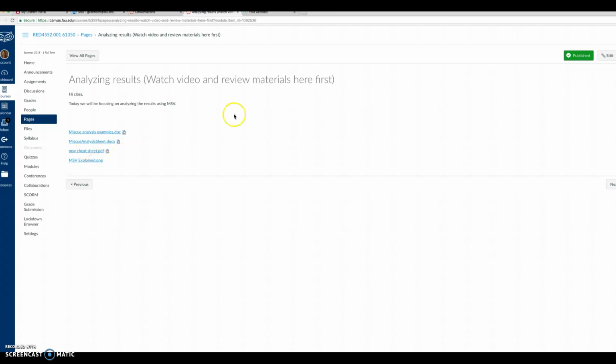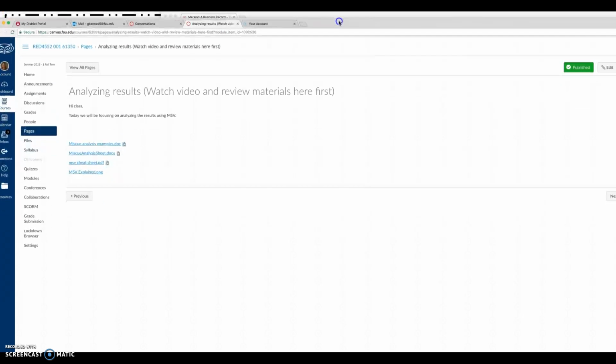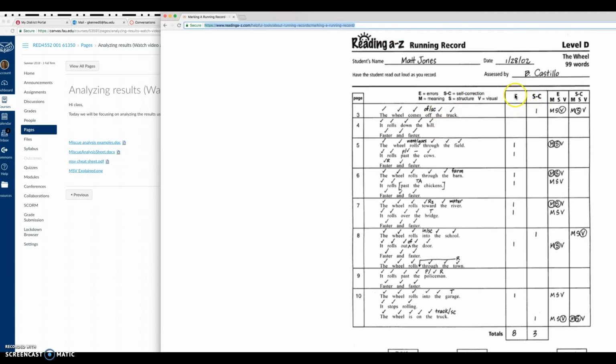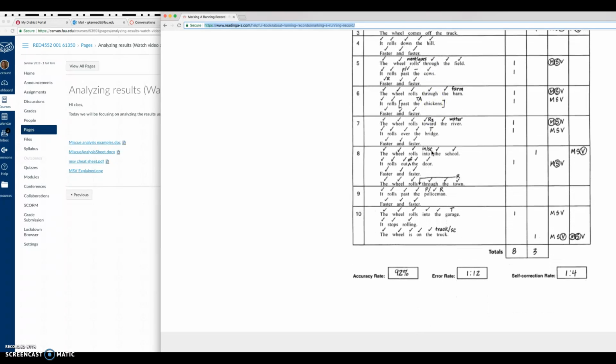So the first thing we're going to look at is a resource I like to go to often. Let's see, Reading A to Z. I'm going to pull that up for us to look at. You can see this looks very similar to the BRI that we're assessing, except the columns are a little different. They just have the word error, and then the self-correct, and then the error and self-correct MSV. After students have made errors, you would go back through the page and decide whether it is the meaning, structure, or visual miscue that the child made.